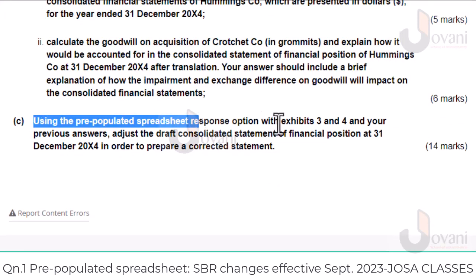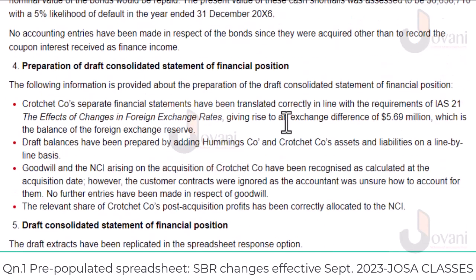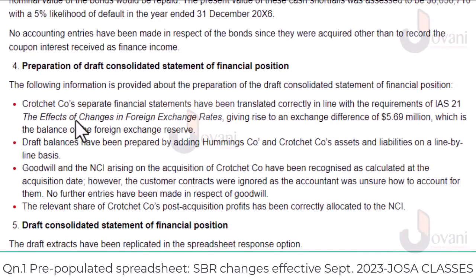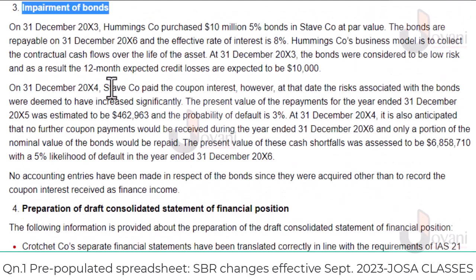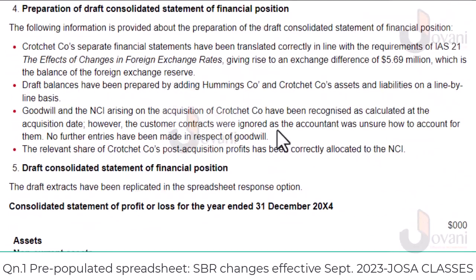Please use Exhibit 3, which is talking about the treatment of impairment of bonds. Using this exhibit, maybe they are not following the IAS 36 requirement. Please make those changes in the financial statements. Remember, financial statement and Exhibit 4. Here they are talking about translations, IAS 21. So you use Exhibit 3, those are what should be changed. Exhibit 4, what should be changed.